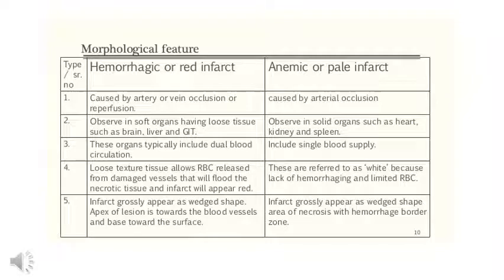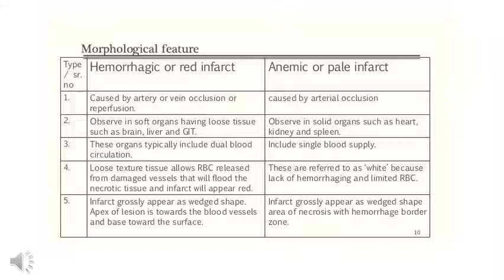Why is red infarction red? Because red infarction is red in color, and it is due to the presence of RBCs. You can say it is a hemorrhagic infarction. What is hemorrhagic infarction? Infarction with the collection of blood, with the accumulation of RBCs. In most cases it happens due to obstruction of the veins, due to occlusion in the veins. Rare cases are also seen in the case of arteries, but common red infarctions are observed after vein occlusion.